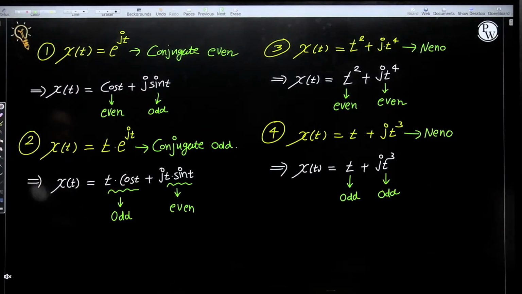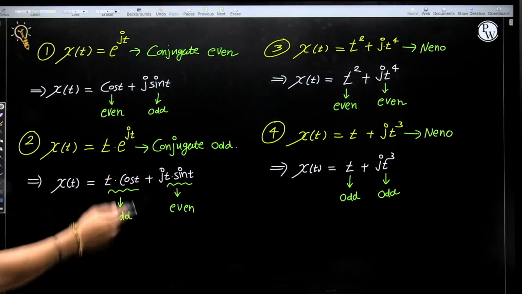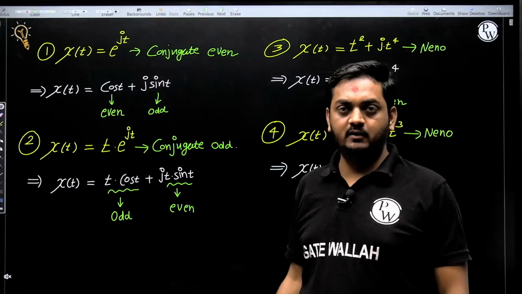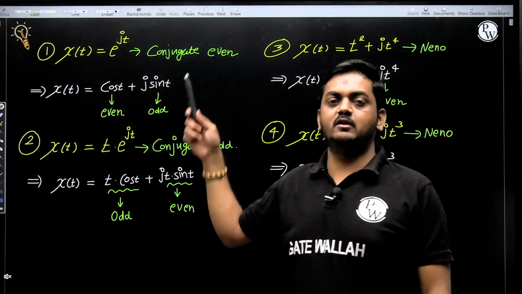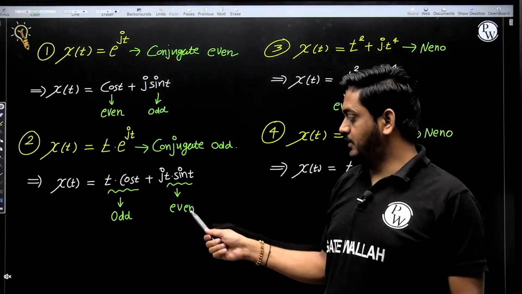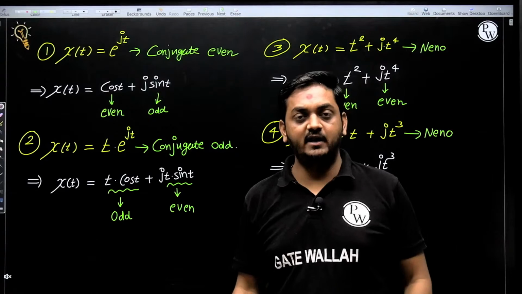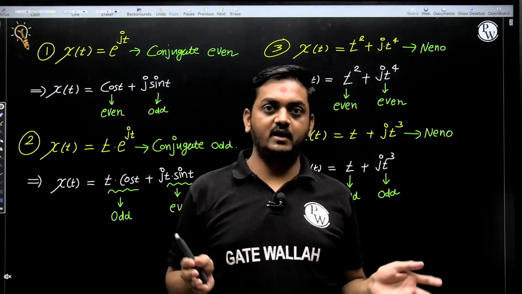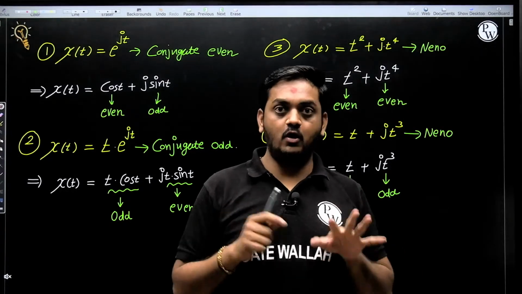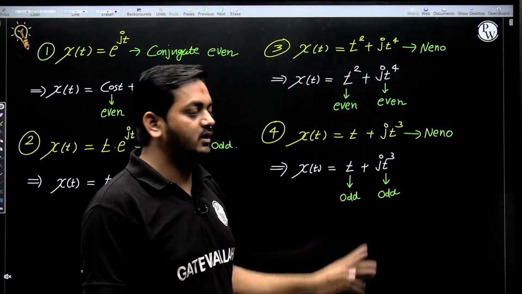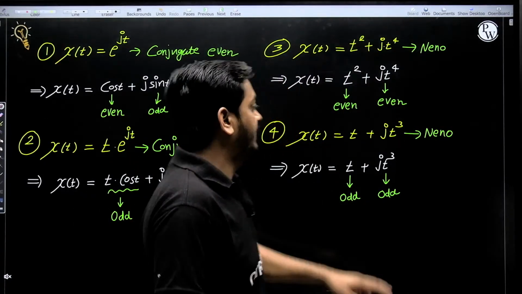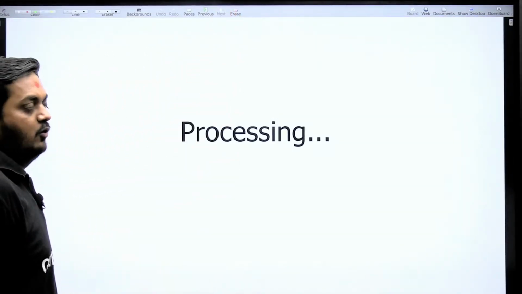What is the observation? For a complex valued signal, if the real part is even and the imaginary part is odd, then the given signal will be conjugate symmetric, conjugate even. If the real part is odd and the imaginary part is even, then it will be conjugate odd. And if both the real part and the imaginary part are even, or both odd, then it will be a neither signal. Is this clear? This is a very important observation.